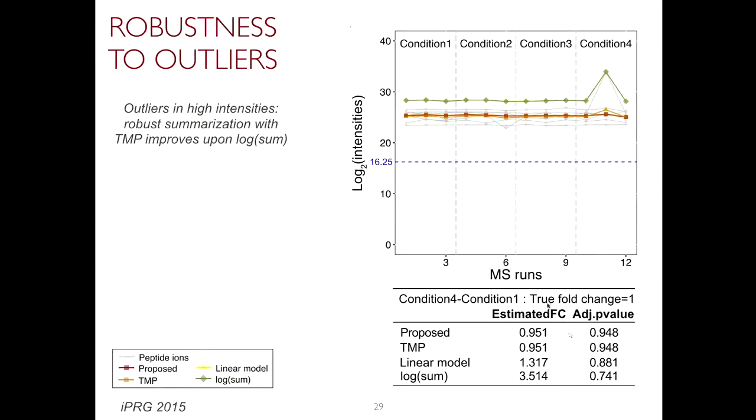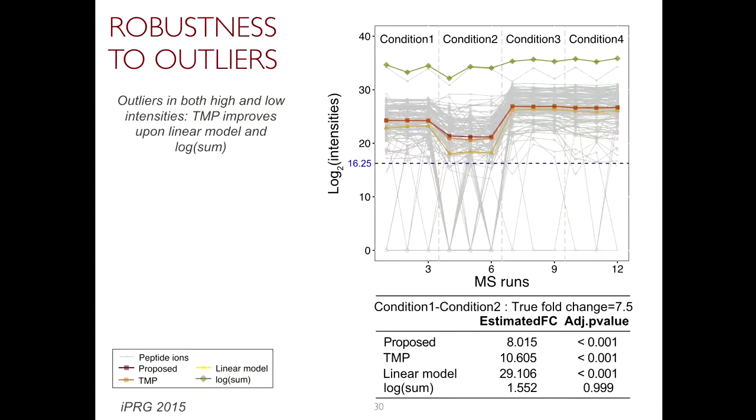So here we compare condition 4 to condition 1. The true fold change is 1, and log of sum will have 3.5, so it will exaggerate the difference between conditions. The robust method and the proposed method are actually identical here because there are no missing values. And they will do better than the linear model. But real life is sometimes like that. And so these are the cases where you have most differences.